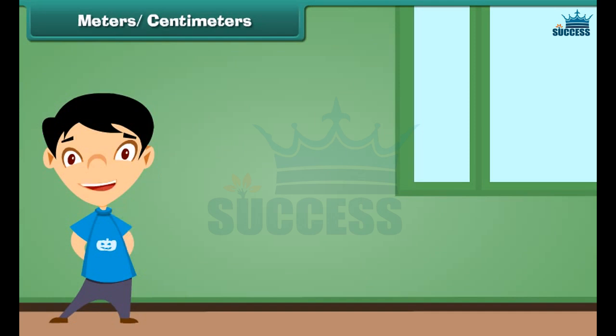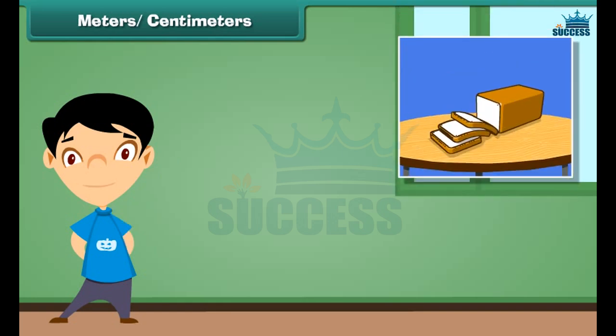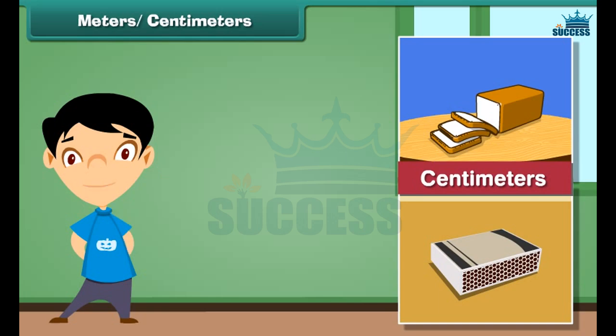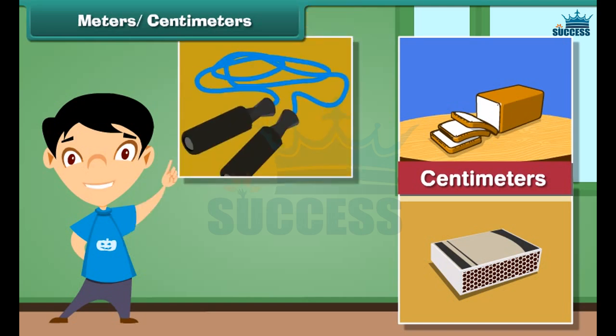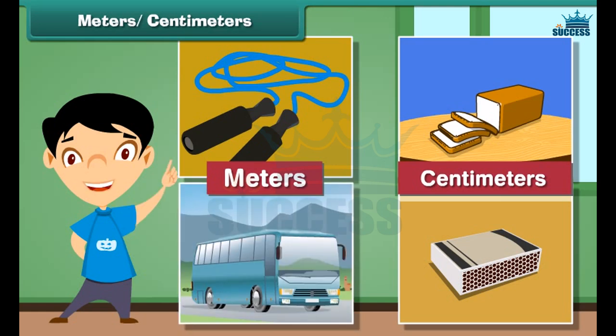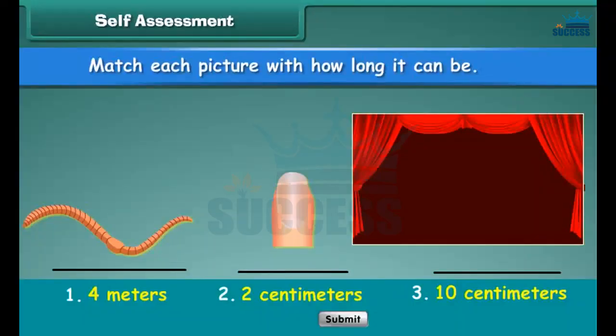Some of the objects have their length in meters, while some of them are so small that they are measured in centimeters only. The length of a bread loaf is expressed in centimeters. The length of a matchbox is expressed in centimeters. The length of a skipping rope is expressed in meters. The length of a bus is expressed in meters. Match each of the following pictures with the correct length of its object.